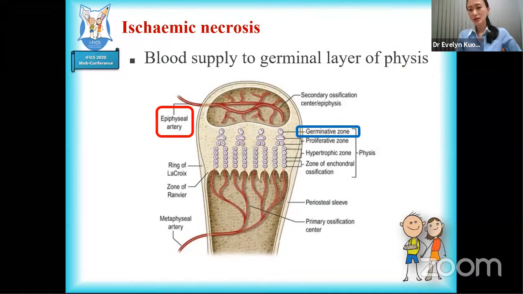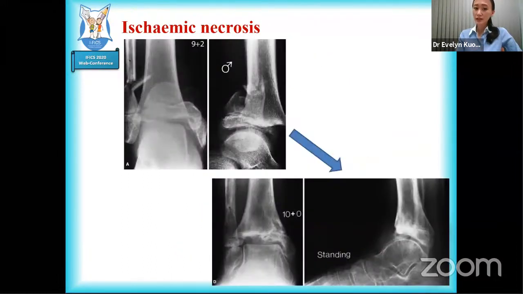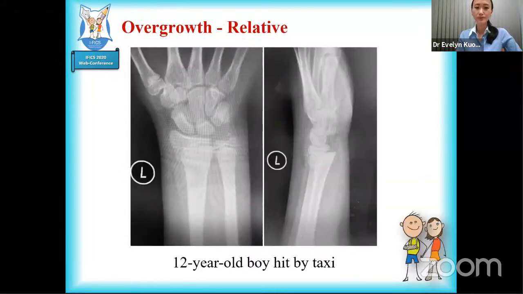A less common complication after physeal injuries is ischemic necrosis of the physis. And this can occur because the resting zone of the physis receives its blood supply from the epiphyseal artery. So if there is sufficient trauma to disrupt the epiphyseal artery, you can get ischemic necrosis of the entire epiphysis and also the physis. This is not my case. This is taken from the chapter by Dr. Peterson. I myself have never seen it, but this theoretically can happen.